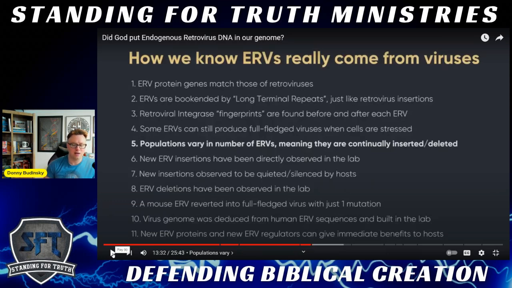Populations vary in number of ERVs, meaning they are continually inserted and deleted. No, what this means is, in the same way that we have incredibly designed DNA repair enzymes, okay, because we get millions of DNA breaks and we pass on about 100 new mutations per person per generation. Okay, so even though we have these amazingly designed DNA repair enzymes that are constantly fixing DNA breaks in the cell, they don't do it perfectly. Doesn't mean that they don't exist. Doesn't mean that they're not designed.